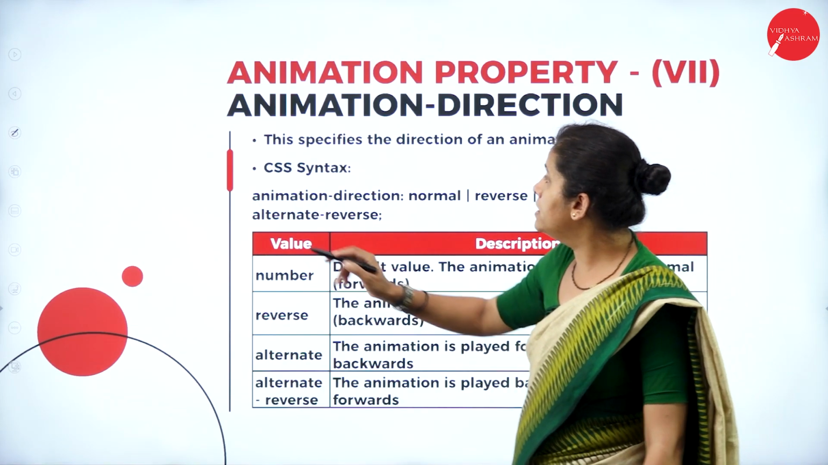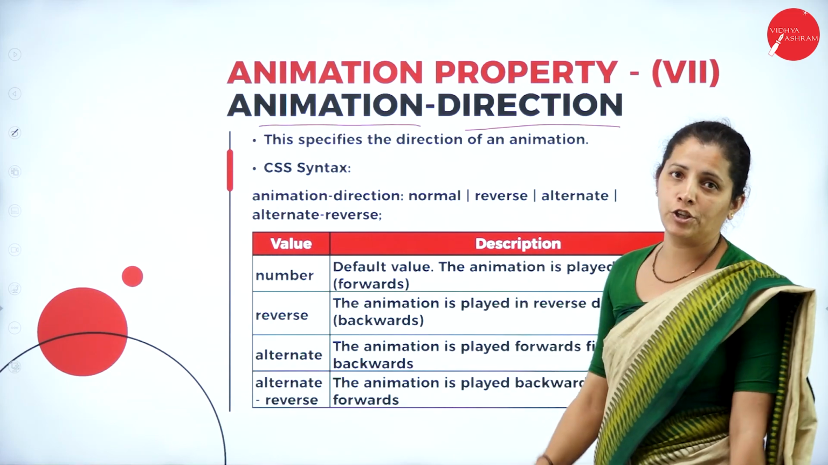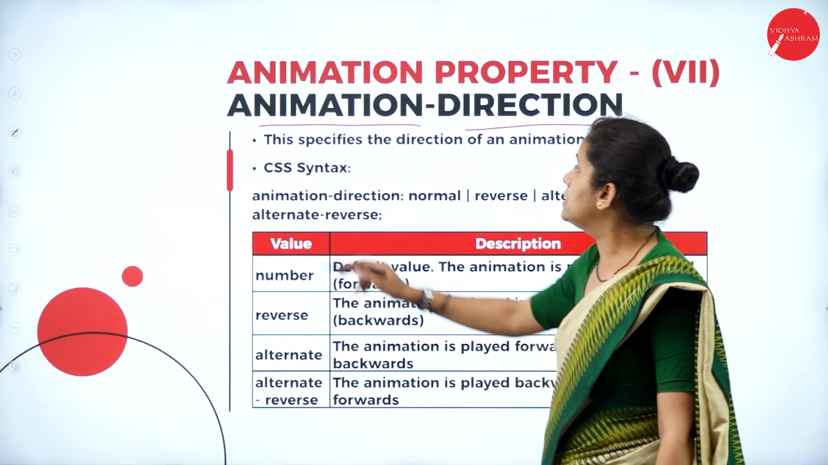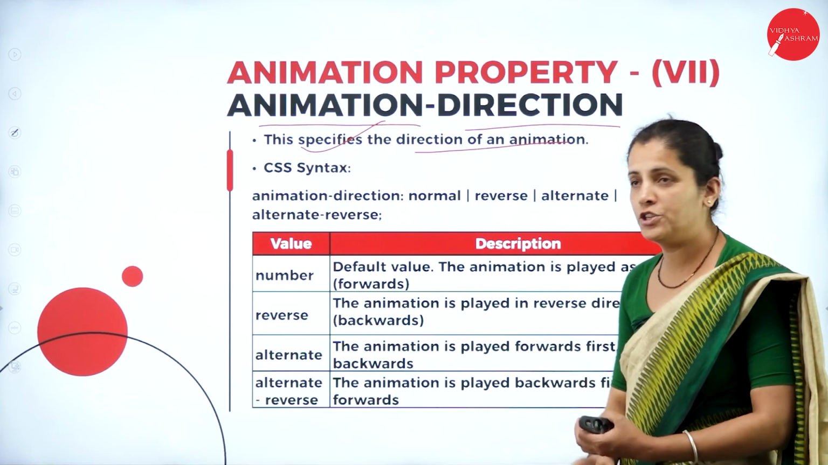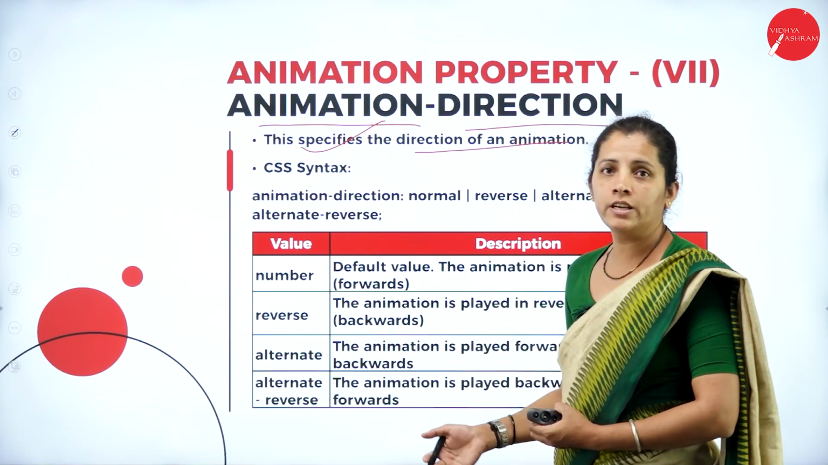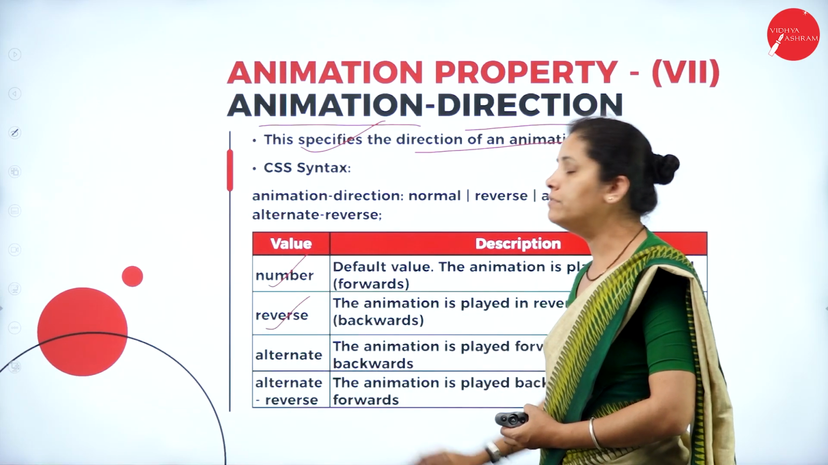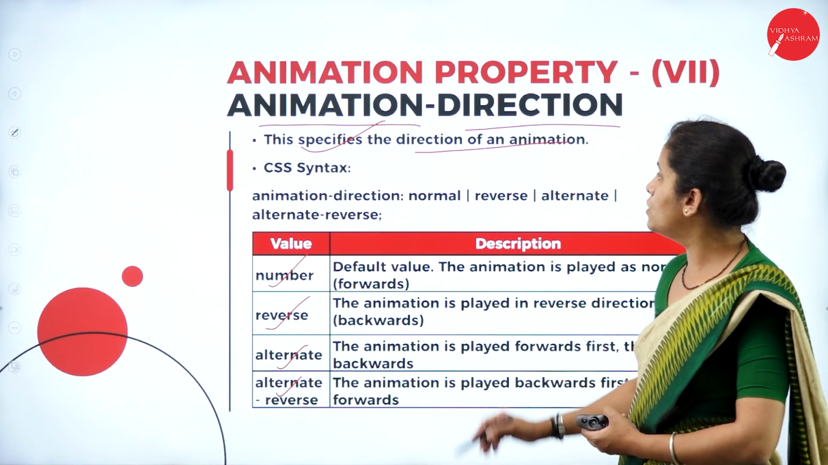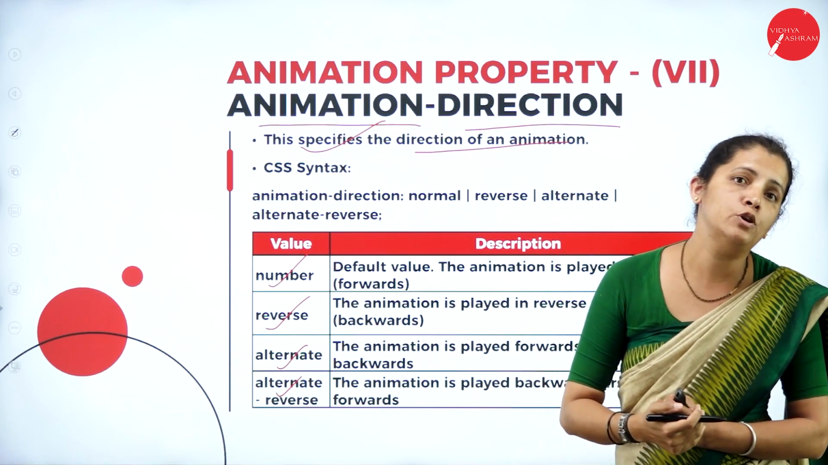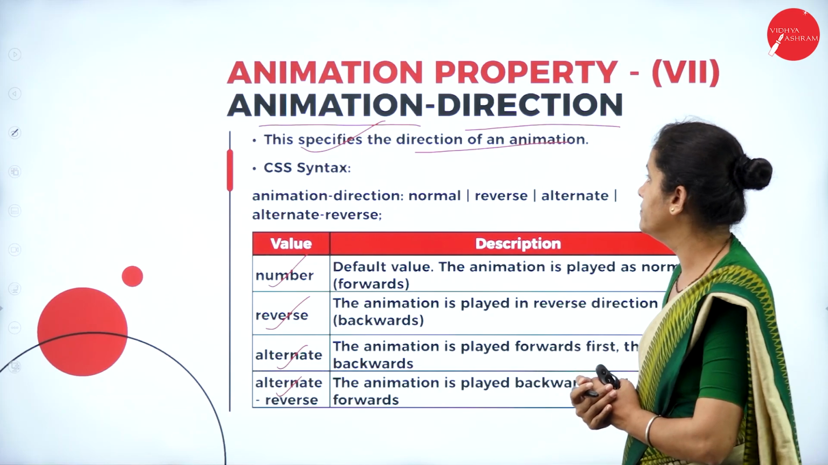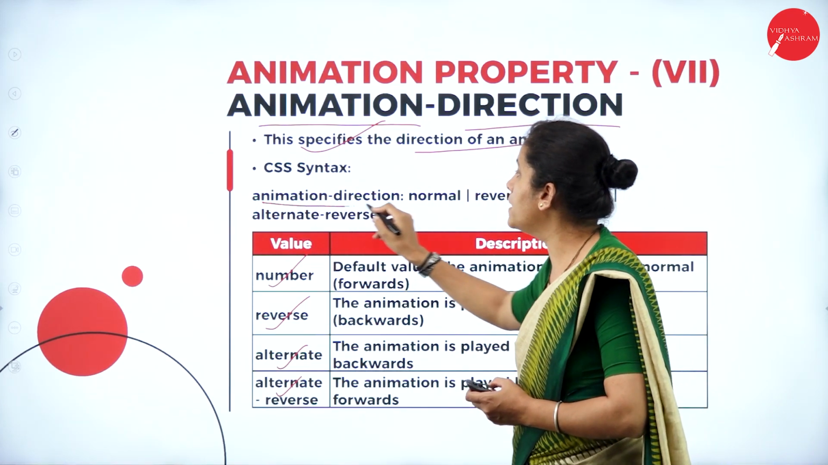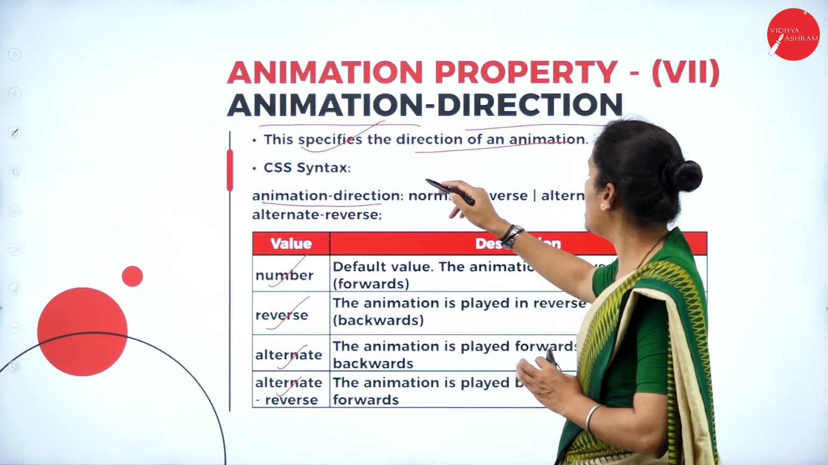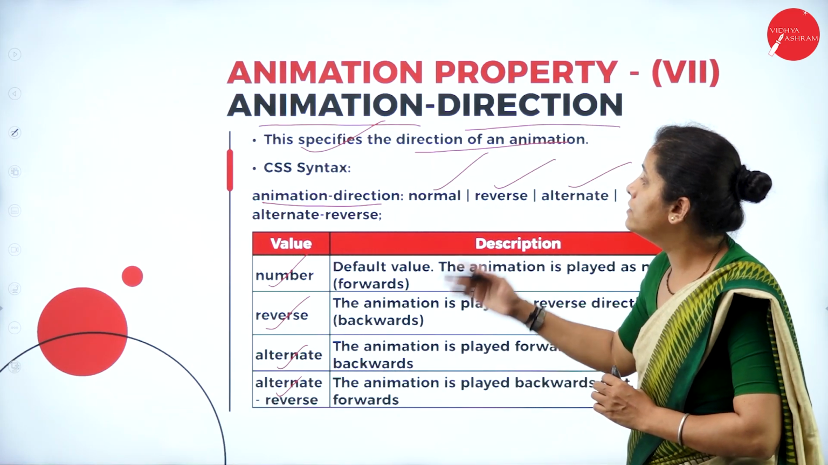Then I have the property called animation direction. In which direction do I want the animation? This specifies the direction of the animation. So what animation directions can I have? I can have normal, reverse, alternate, or alternate reverse. By using animation direction, I can specify the direction of an animation. If I consider the syntax, what is my property? Animation direction. What values can I have? I can have normal, reverse, alternate and alternate reverse.